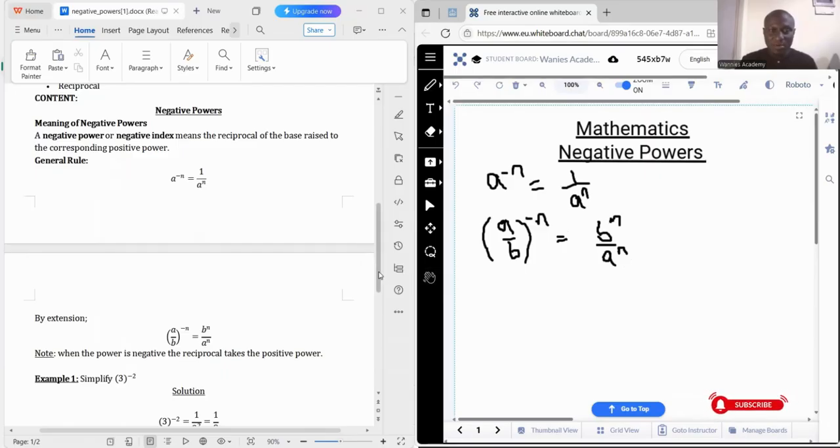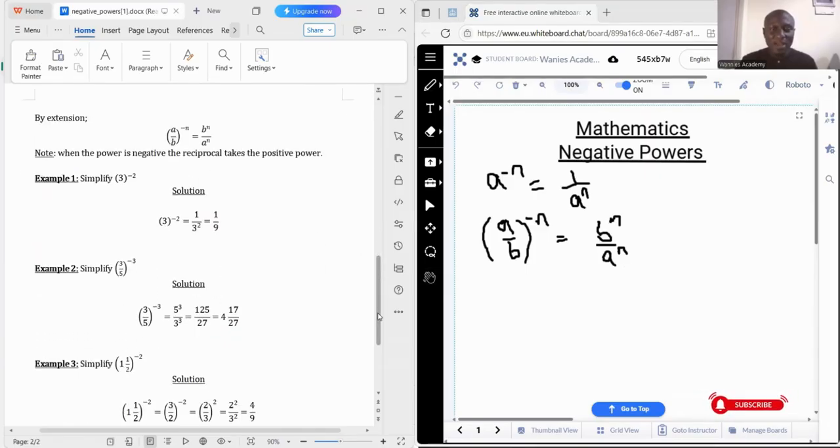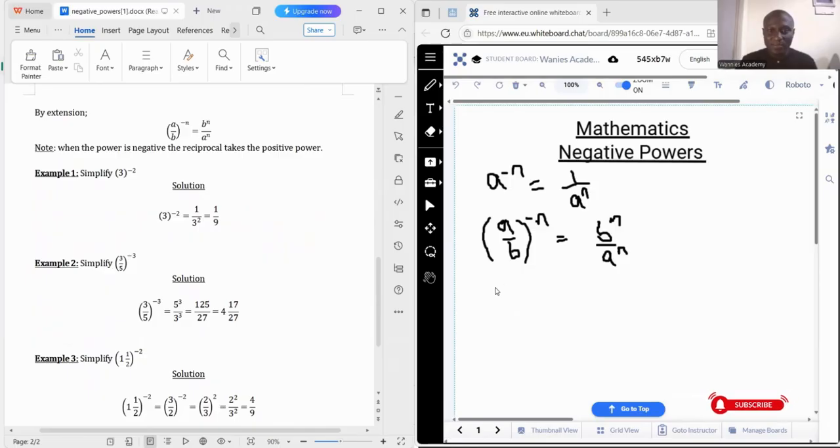Next is example 1. Simplify 3 raised to power negative 2. This is equal to 1 over 3 raised to power positive 2. With this, we can have it as 1 over 3 raised to power 2 is 9. Therefore, 3 raised to power negative 2 is as good as 1 over 9.